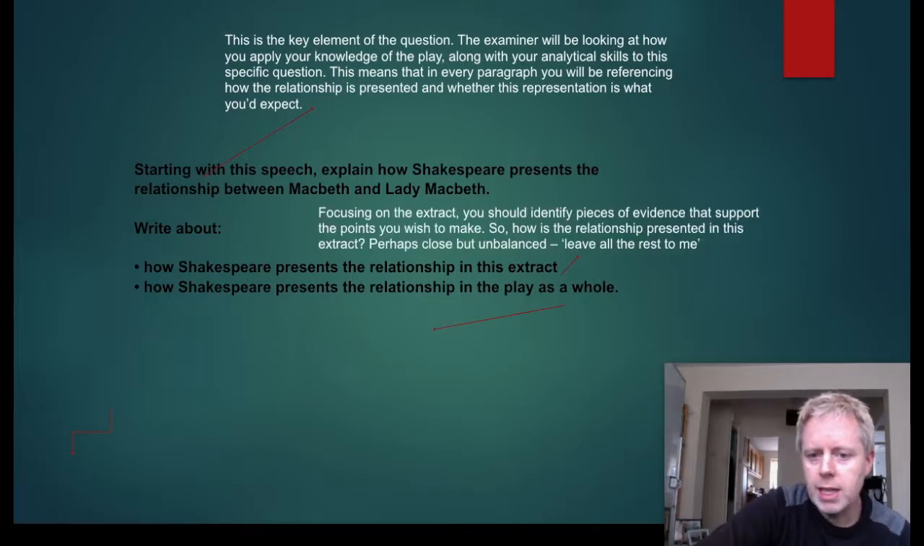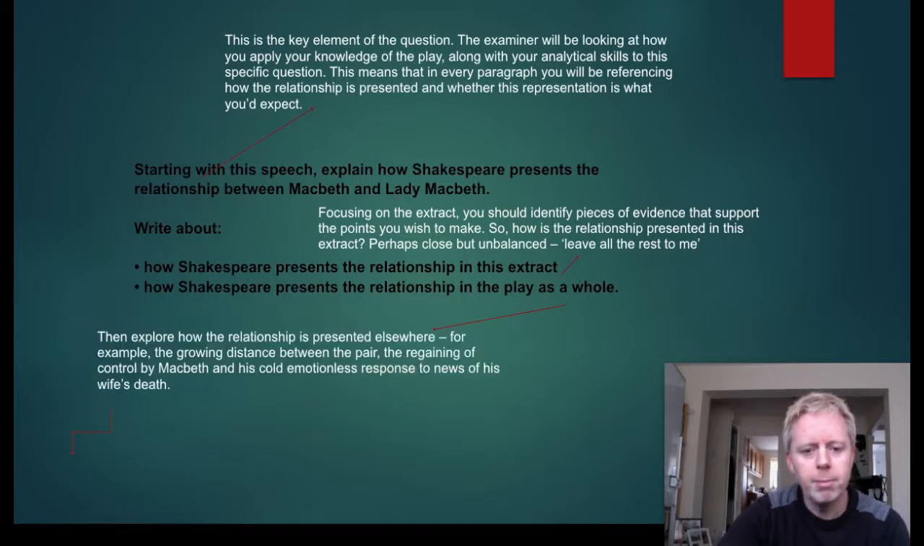Focusing on the extract, you should identify pieces of evidence that support the points you wish to make. So, how is the relationship presented in this extract? Perhaps close, but unbalanced. "Leave all the rest to me." Who's in control? You'd imagine that in the Jacobean era it would be Macbeth's decision to leave all the rest to me. But in fact, it's not what you would expect. It's his wife, Lady Macbeth, who is taking control of the situation, planning everything in great detail. All Macbeth has to do is turn up and commit the actual murder itself. I say all he has to do, that's quite a lot.